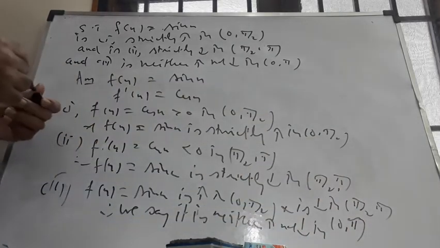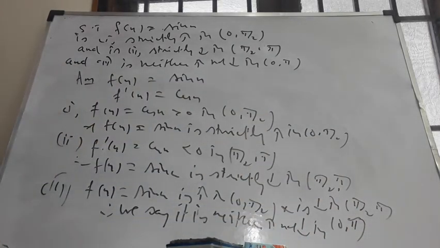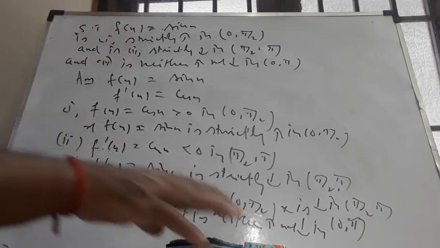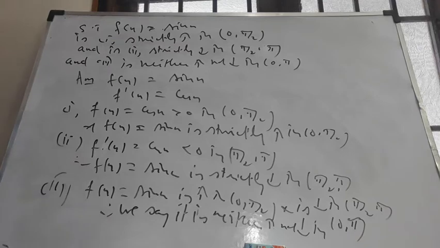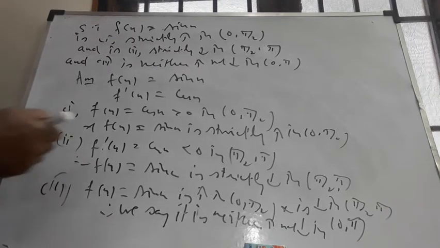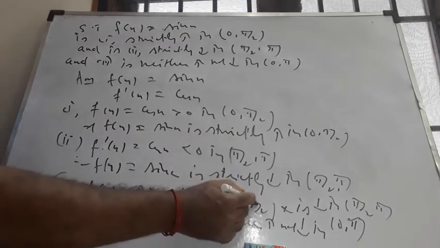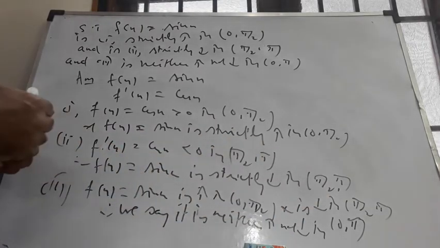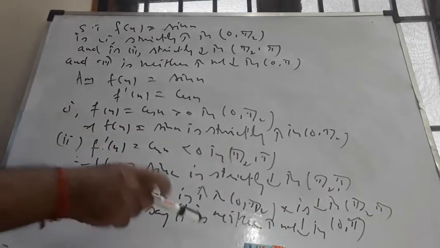To conclude that it is increasing or decreasing, it should be increasing throughout or decreasing throughout the domain. While you think about 0 to pi, between 0 to pi by 2 it is increasing, between pi by 2 to pi it is decreasing. Therefore, it is not increasing throughout, it is not decreasing throughout. Therefore, I'll say it is neither increasing nor decreasing.